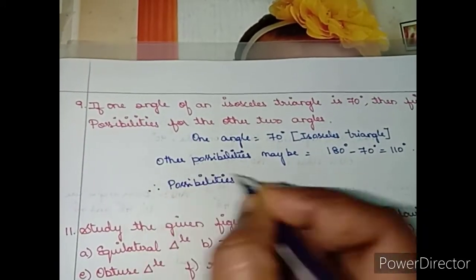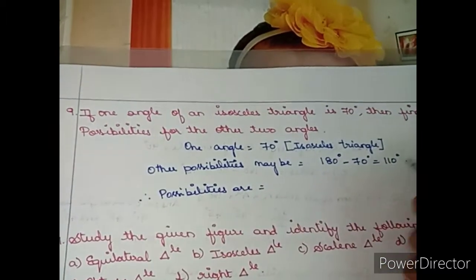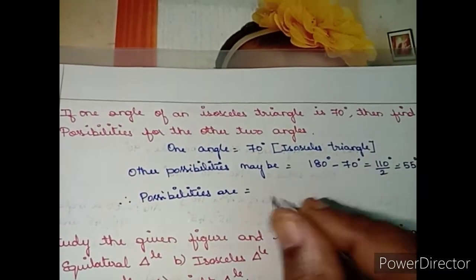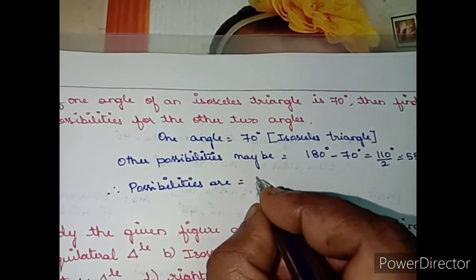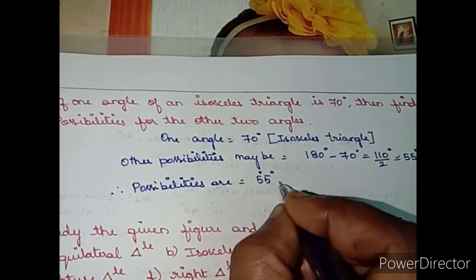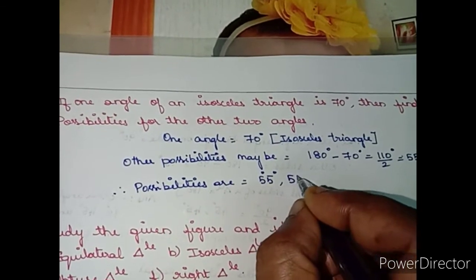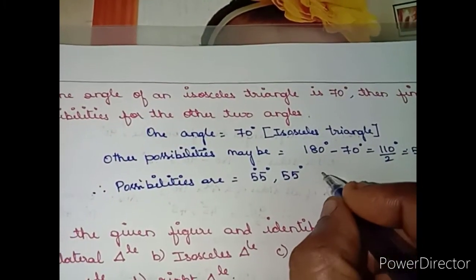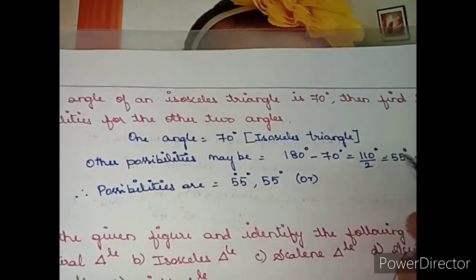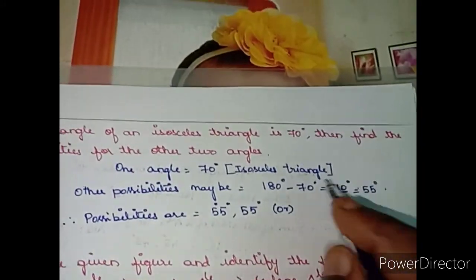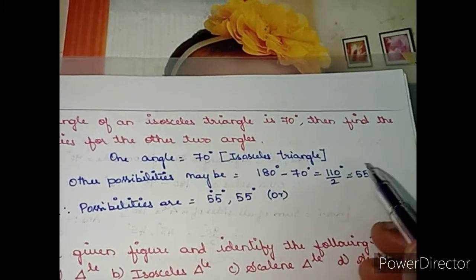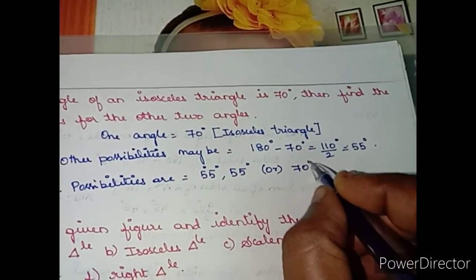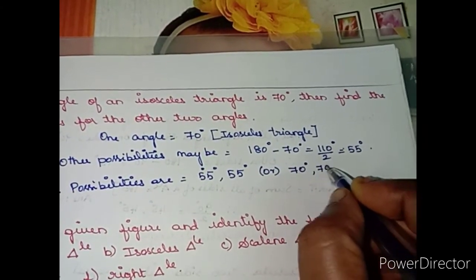So the possibilities are, first, divided by 2, so 55 degrees. So the first one is 55 degrees and 55 degrees, and the other one is 70 degrees. So this is the first option. Or it may be like this. It is an isosceles triangle because two angles will be equal. So two angles 70 degrees, 70 degrees.